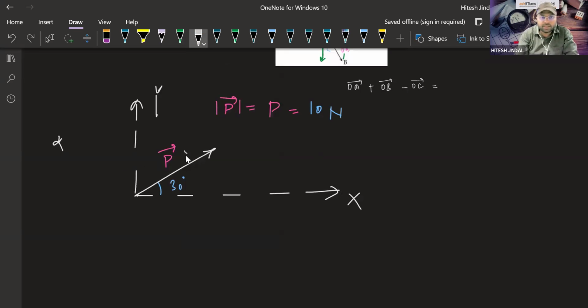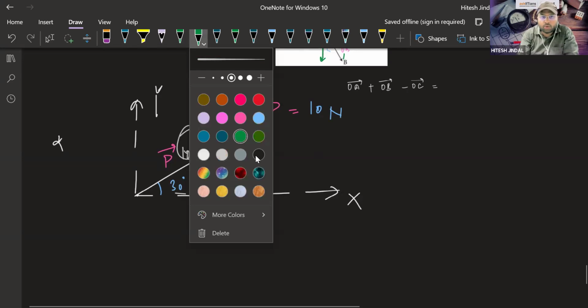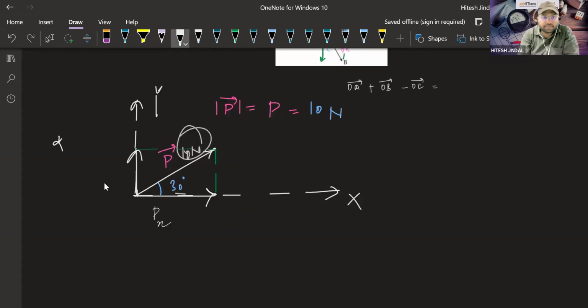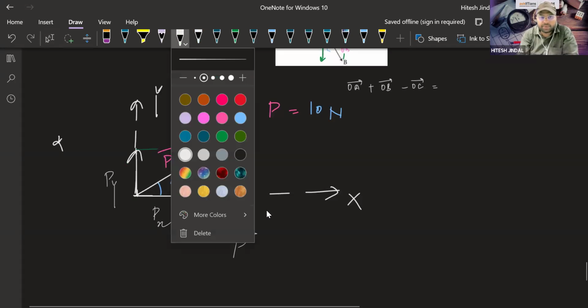Please try. 10 Newton is its magnitude. This angle is 30 degrees. So what is this component? This can be broken down into two components. One component is this, and the other component is this. So this is the x component Px, and this is the y component Py. How can you write vector P? Just tell me, how can you find that?